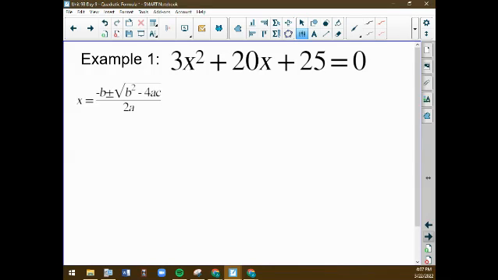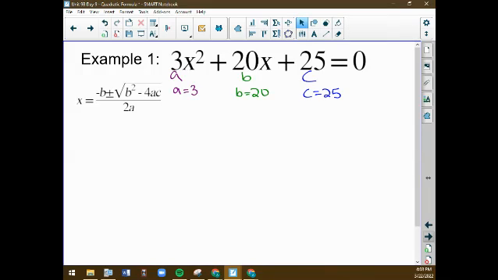So first I need to identify A, B, and C. My A is 3. Remember, we just take the coefficients, and B is 20. We do not bring the variables with it.